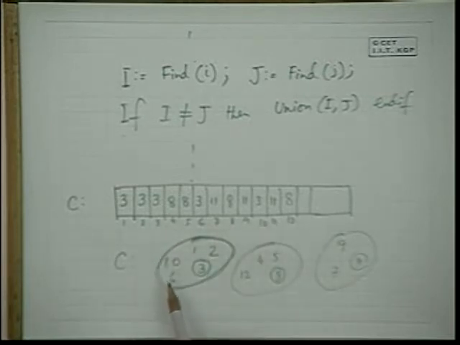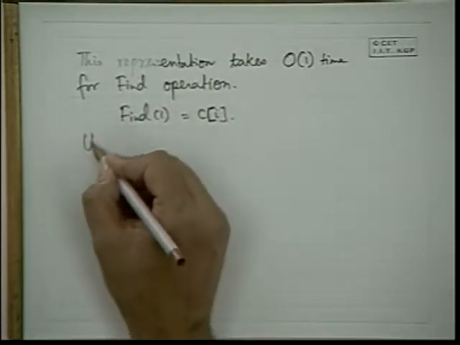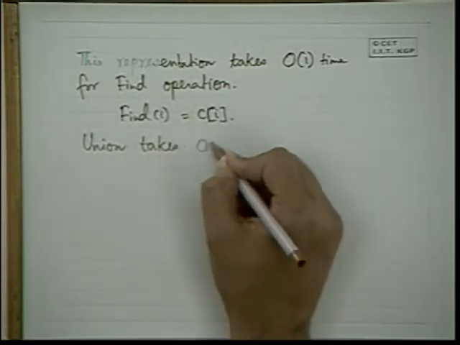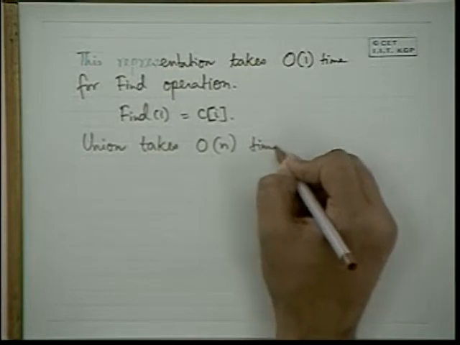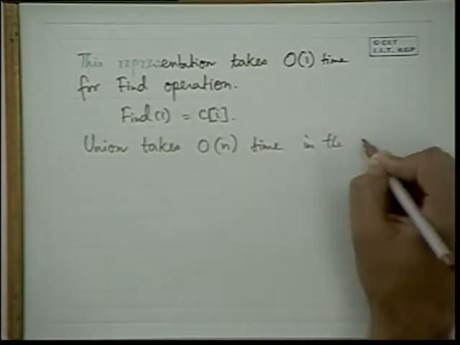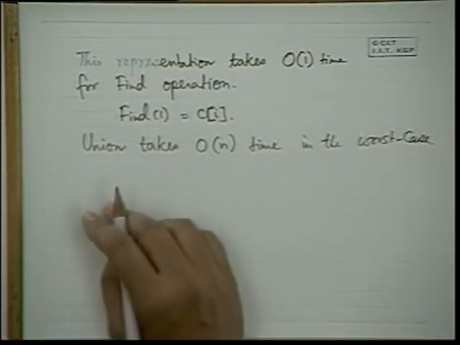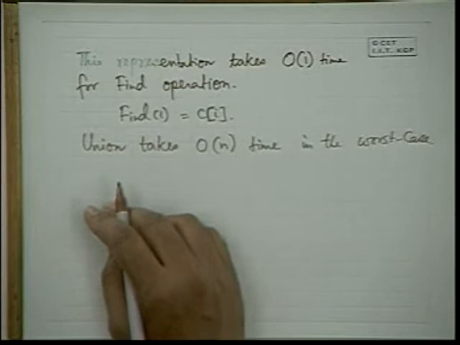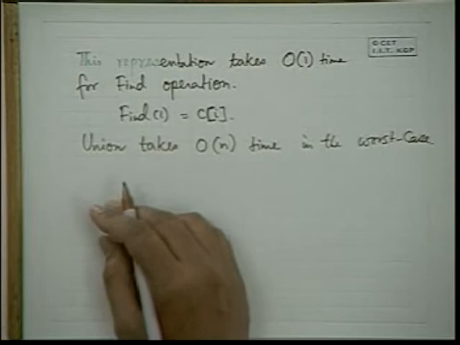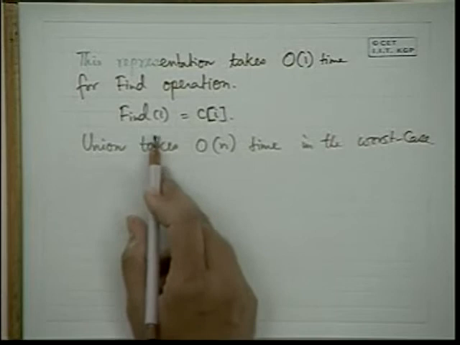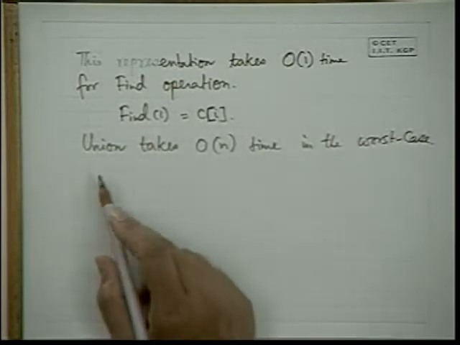So union in the worst case will take how much time? It will take order n. So union takes order n time in the worst case, because you have to rename every element of one set with the name of the other, and in the worst case one set can be n over 2 elements. So though find operation is very efficient, union operation is not.